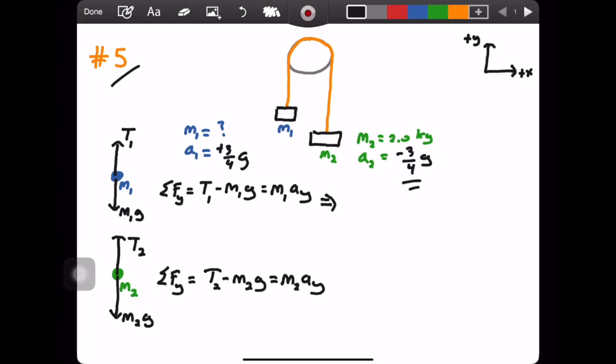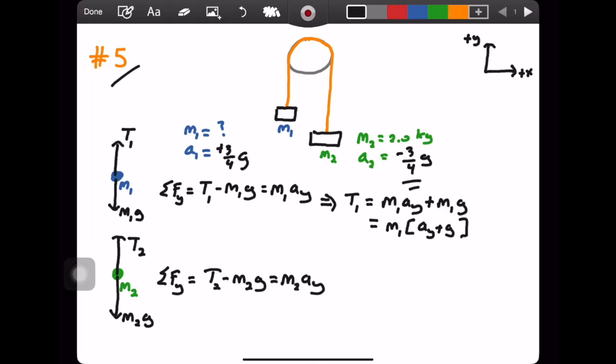So for this one, what I would do is add m1g to both sides, which would tell me that T1 is equal to m1 AY plus m1 G. Do you see how there's an m1 in both of those terms? So I can factor out an m1 so that it's just AY plus G.